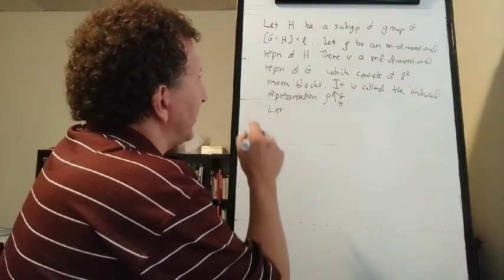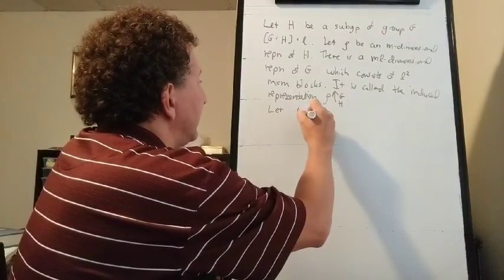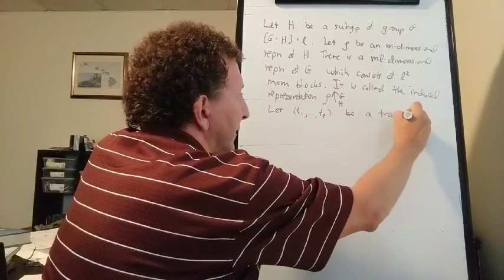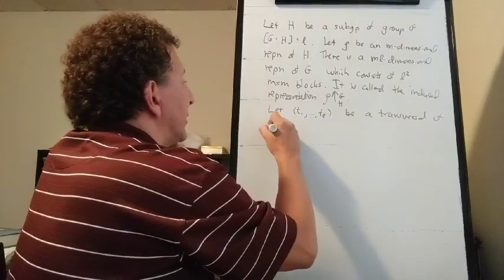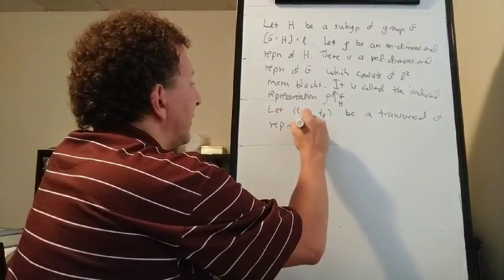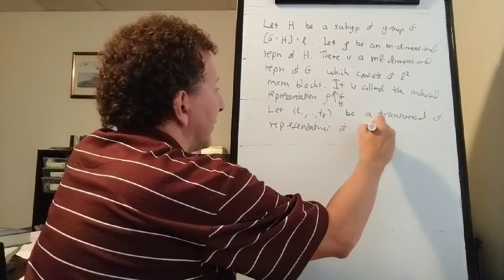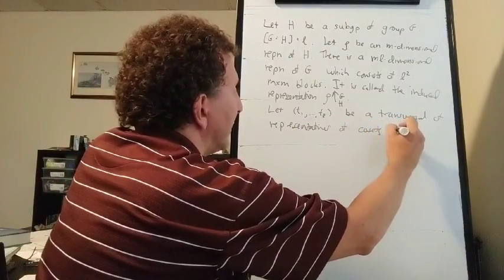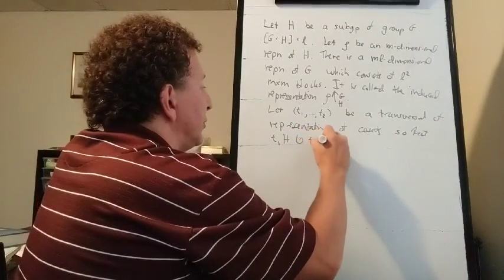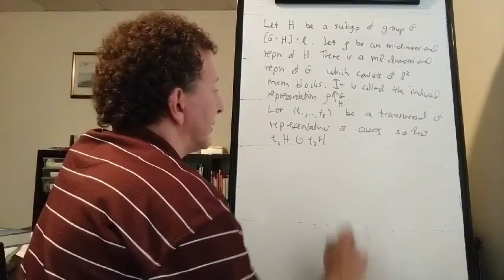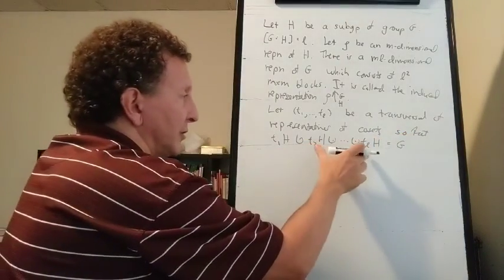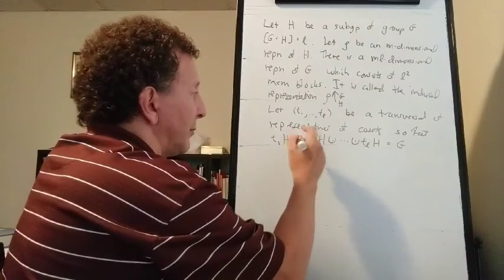So to do this, we need one representative of each coset of H. So let's let T1 through TL be a transversal of representatives of cosets, so that T1H union T2H dot dot dot TLH equals G. So we've got the disjoint union of cosets. Their union is G, and any two of them are disjoint.